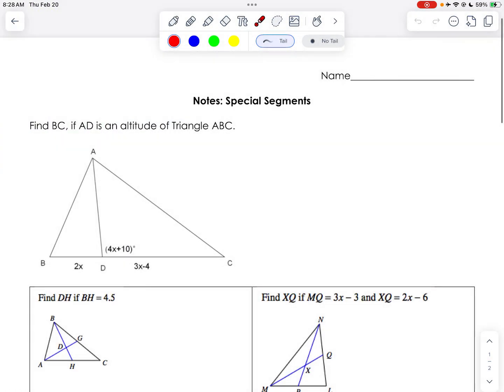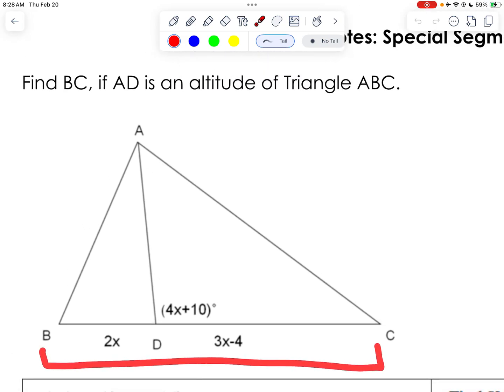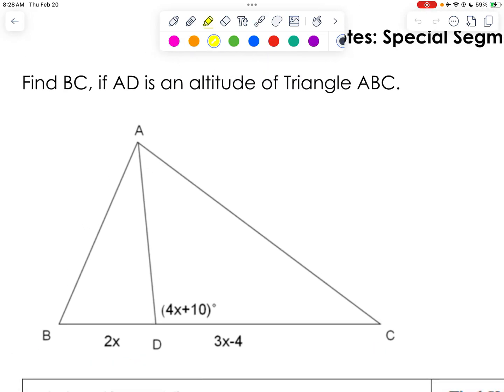So, taking a look at this first problem, it says find BC if AD is an altitude. Now, AD may not look like an altitude, but if you remember, the altitude is going to start at the vertex and it's going to go across and be perpendicular, which means that whether this looks like it or not, your altitude is telling you that this angle right here is 90. So 4x plus 10 would equal 90.